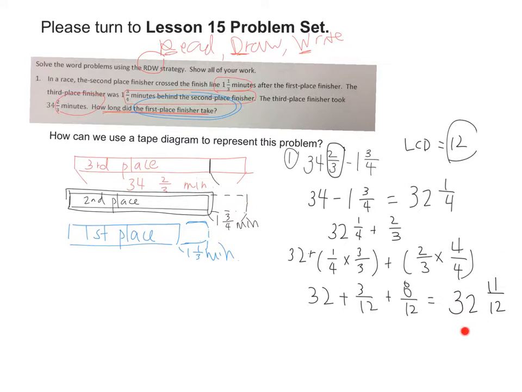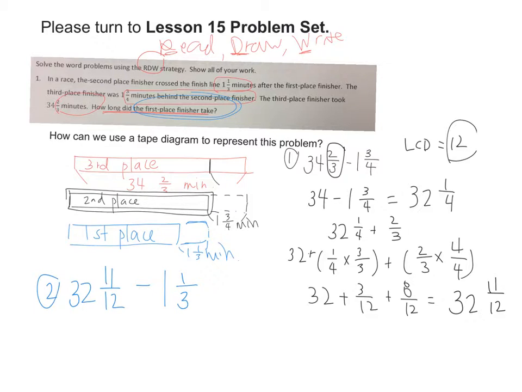Using this information, how can we figure out how long it took the first place runner to run? Reagan? Subtract 1 1/3 minutes from 32 11/12 minutes. Yeah, you just have to take the second place runner's time, 32 11/12 minutes, and we subtract the difference between the first place and second place, which is 1 1/3 minutes.